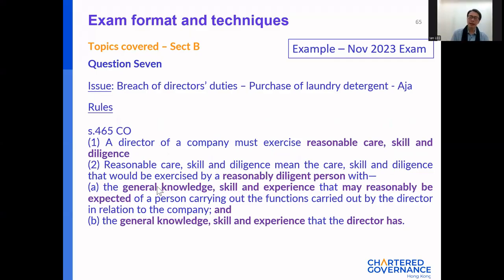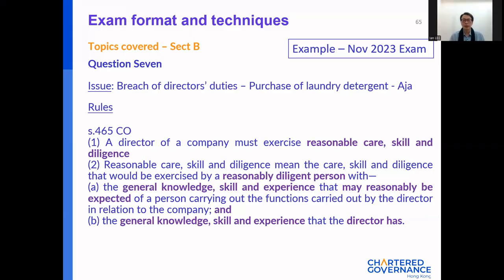Okay, the next sub-issue for question 7 would be the breach of director's duties in relation to the purchase of the laundry detergent. So you'll recall Aja was in a rush to go to a friend's birthday party and ordered the detergent that's not suitable for use in Hong Kong.